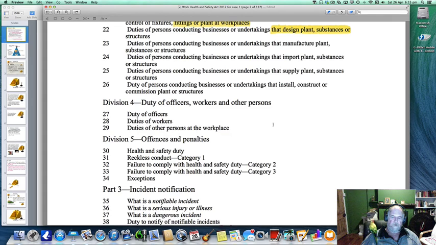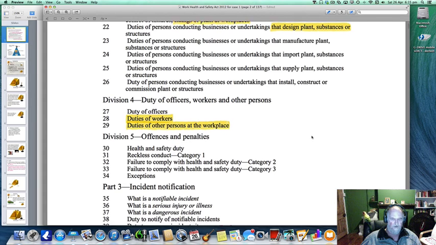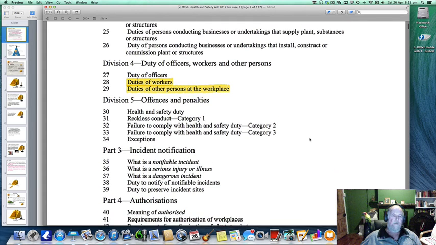Duty of officers, workers, and other persons. Now, we definitely know duty of workers. Duty of other persons at the workplace. Yes, there were other persons at the workplace, so maybe it's important. Now, we're not going into offences and penalties.